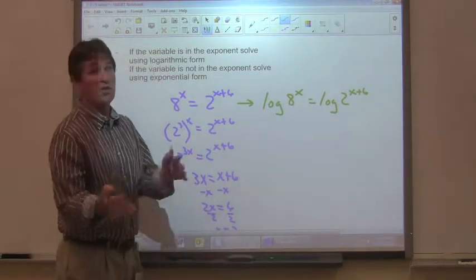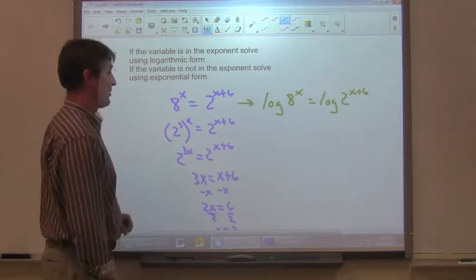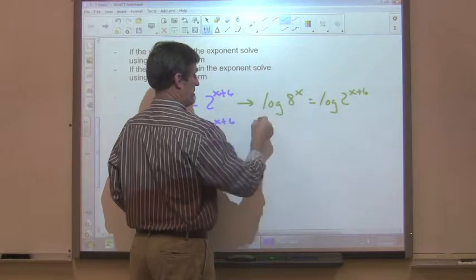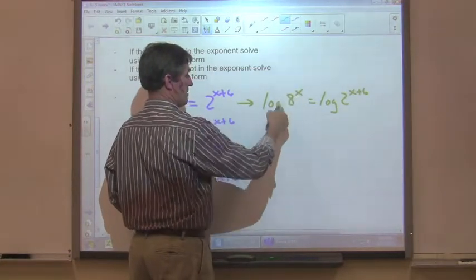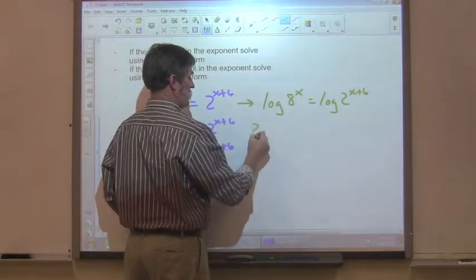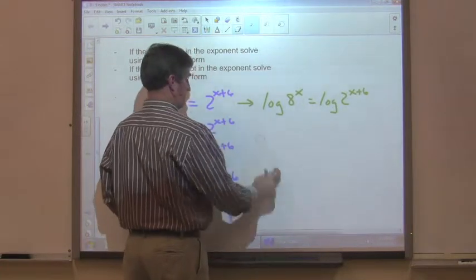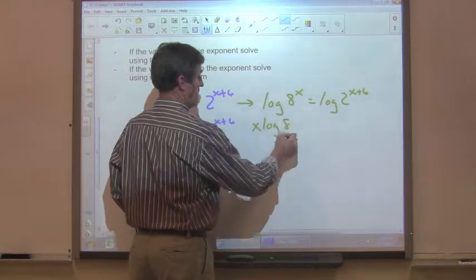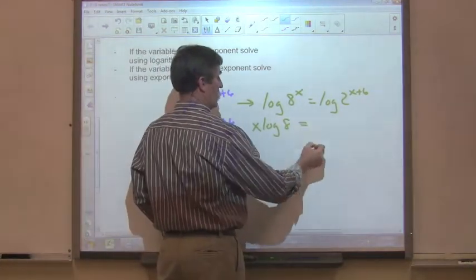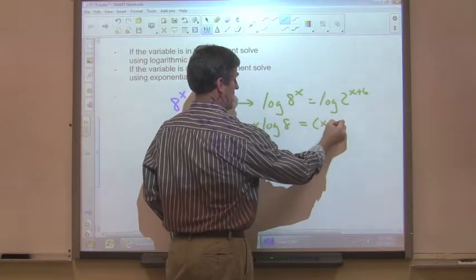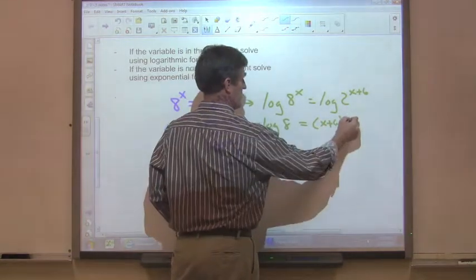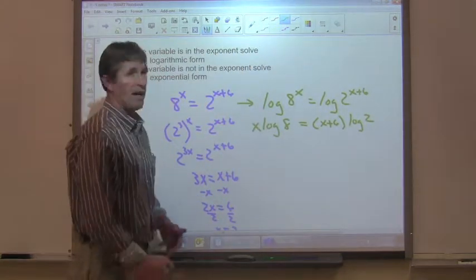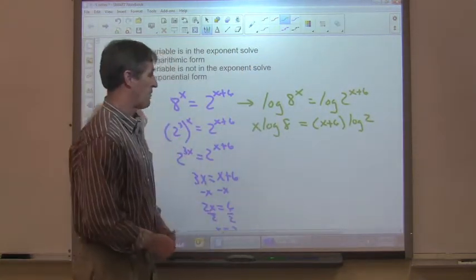Now this is where we're going to start using the rules that we've been building on this chapter. So remember, if the variable is in the exponent, we can move it out front. So that would become x log 8 equals x plus 6 log 2. And now here is just kind of an individual preference.